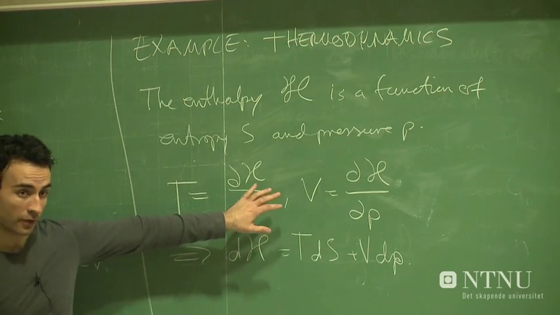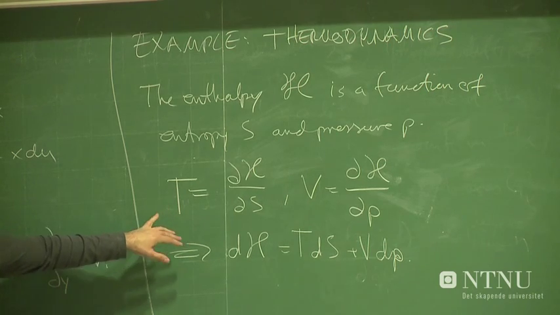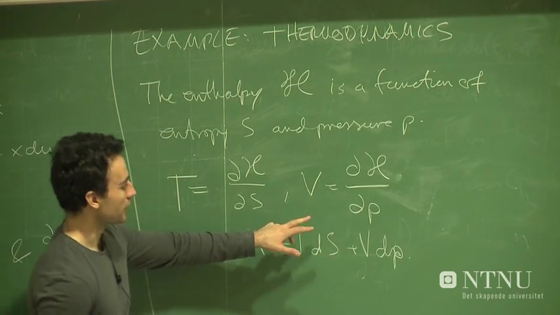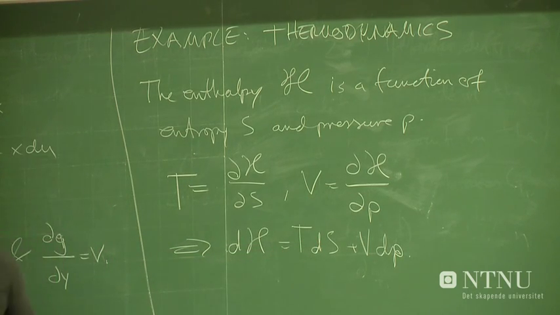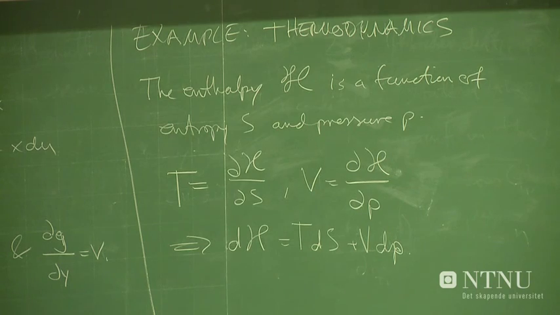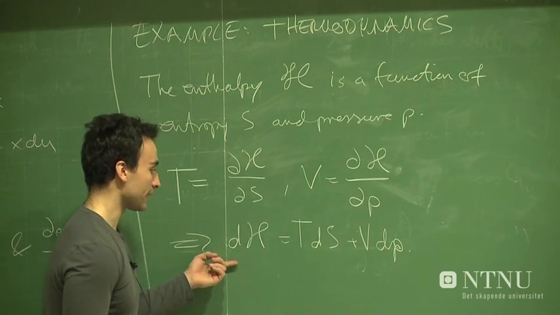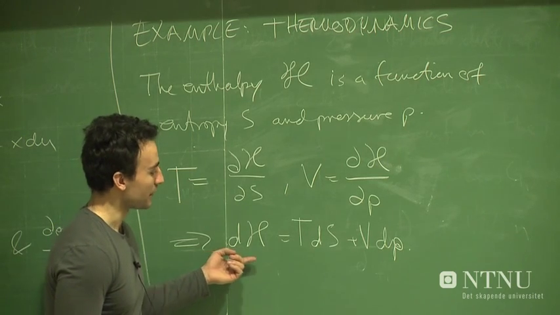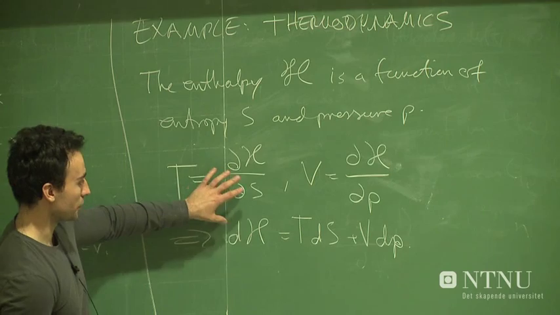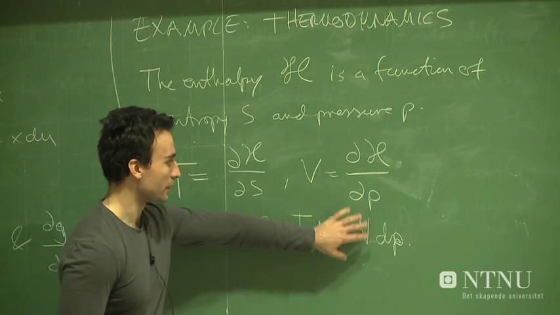Now, if you know the enthalpy of the system, you can obtain the temperature by partially deriving it with respect to the entropy, and you can obtain the volume of the system if you perform a partial derivation of H with respect to the pressure. So an increment in H can be written like this. So you see that this holds true by replacing T with the partial derivative here, and V with a partial derivative here.